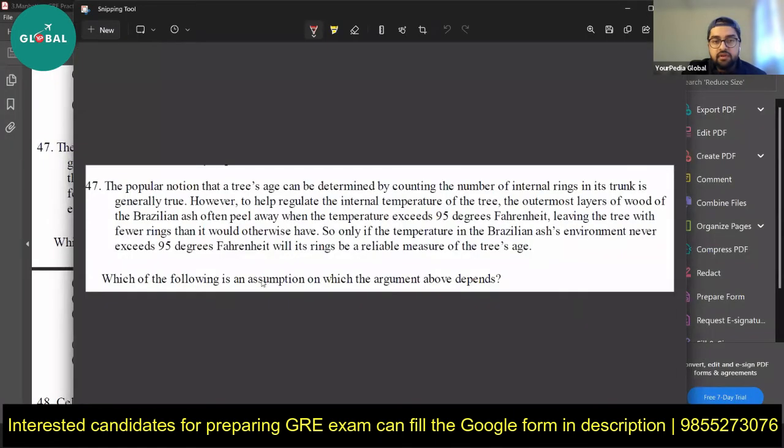So this is a typical question. You have to find the assumption of the argument. If the above is an argument, what you have to do first is find the conclusion, then find the premise on which that conclusion is made. Then you have to go after the assumption. Okay, so read it and tell me what's the conclusion of this.